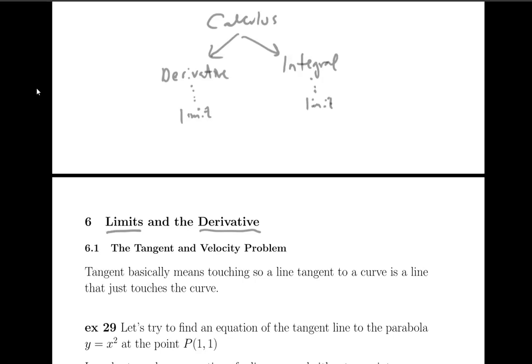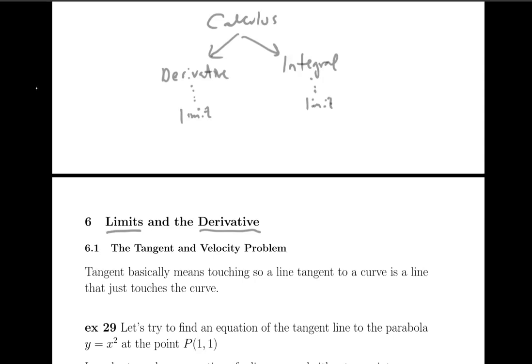There are really two fundamental pillars of calculus. The first one is the derivative, the second is the integral. Both of those definitions have limits in them. So it's very important that we understand the concept behind the limit, how to evaluate a limit, and how that relates to the derivative and to the integral.